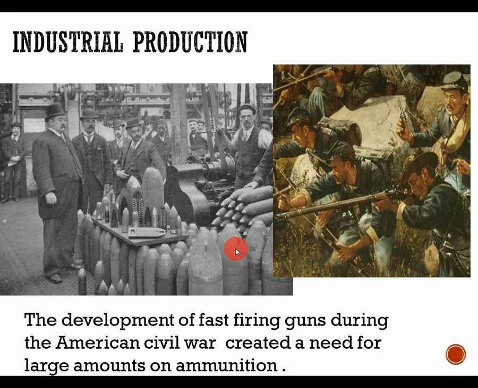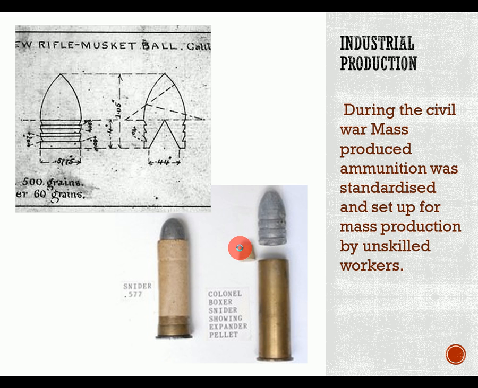Nothing was the same. During the American Civil War, the development of fast-firing guns created a need for huge amounts of ammunition. Basically, the side that could make the most ammunition felt they could kill more people, they could win. So industrial methods were tried and developed to manufacture ammunition. The ammunition was standardized. That was very important. To mass produce it, they could standardize the bullets to make them the same so they could be produced by unskilled workers as quickly as possible.